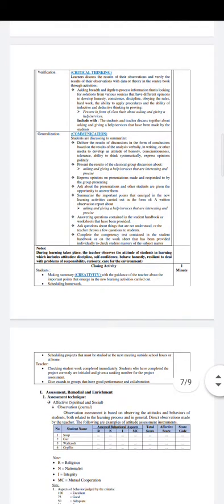And the last one is communication, generalization. The students discuss to summarize and deliver the results of discussion in the form of conclusions based on the results of the analysis verbally, and present the result of the classical group discussion, express opinions on the presentation, ask about the presentation and other students, and summarize the important points, and many more from this lesson plan. You can read it in my PDF format.